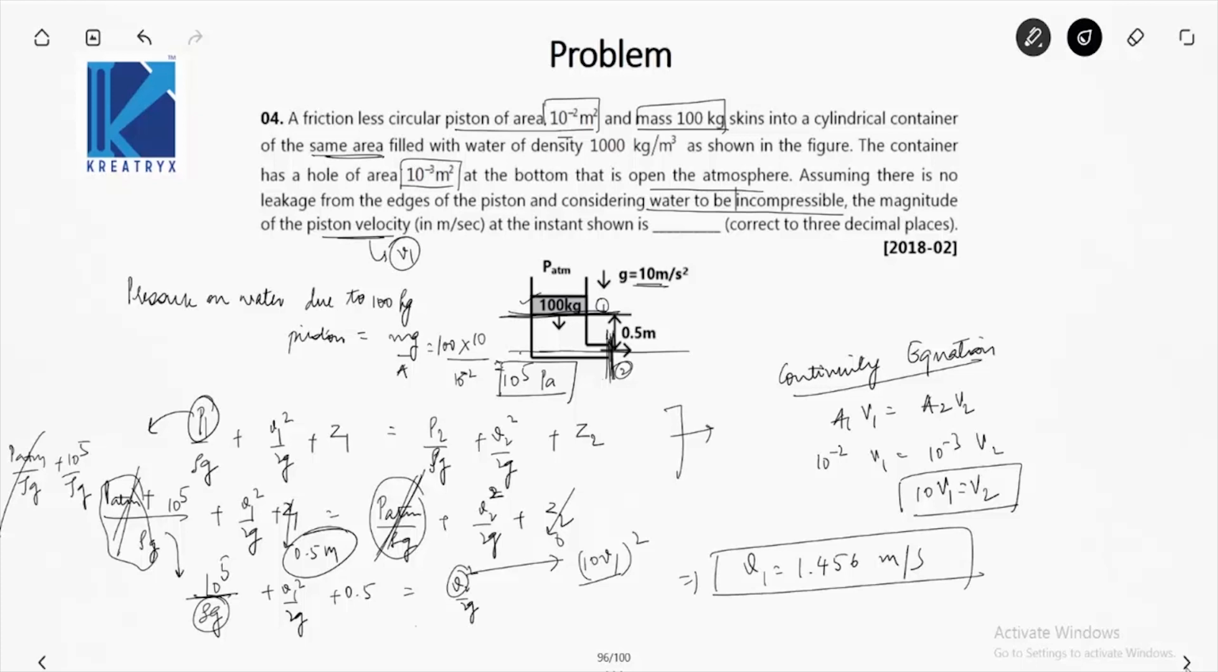So you see, basically the Bernoulli's equation is asked with this continuity equation. And this topic is very, very important for GATE. Every year there will be a question on Bernoulli's equation, continuity equation. So do prepare this topic very thoroughly.